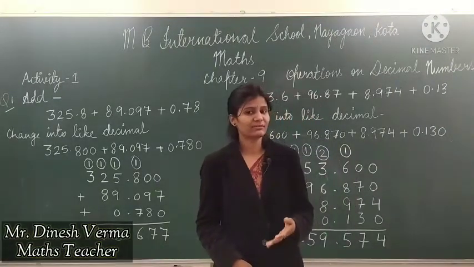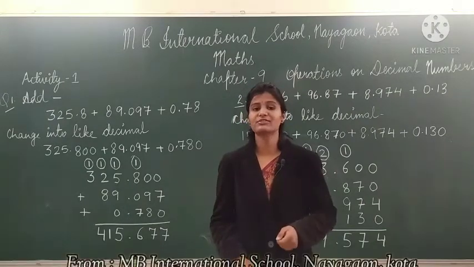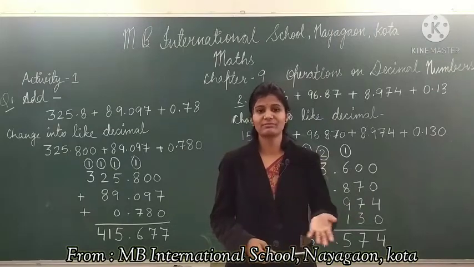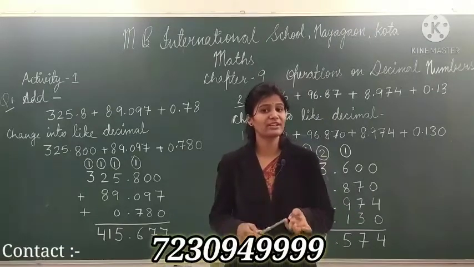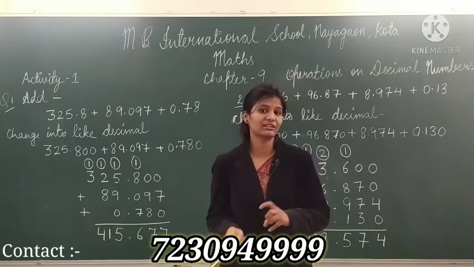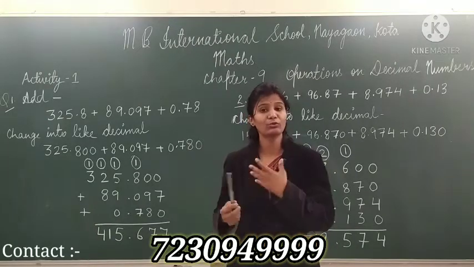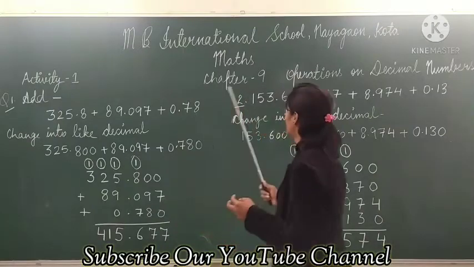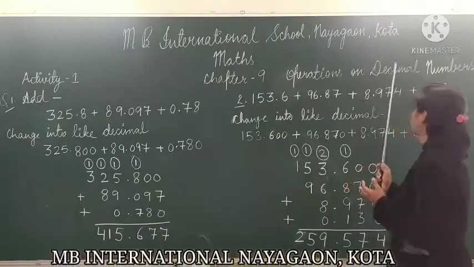In our last chapter, chapter number 8, decimal numbers, we have learned so many things about decimal numbers. What are decimal numbers? What are like decimals, unlike decimals? How to convert mixed fraction into decimal and how to convert decimal into fractions and how to read and write the decimal numbers. So now let's begin with chapter number 9, which is operations on decimal numbers.